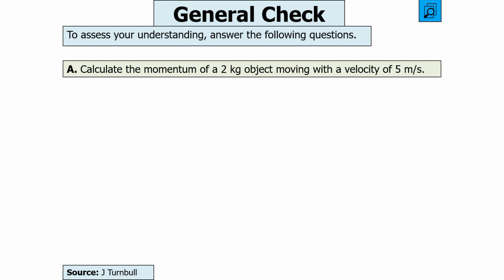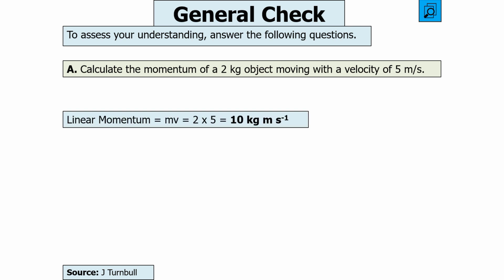Calculate the momentum of a 2 kg object moving with a velocity of 5 meters per second. So pause the video now, then unpause the video when you want to go through your answer. Linear momentum is mass times velocity, so it's 2 times 5, which is 10 kg m/s.